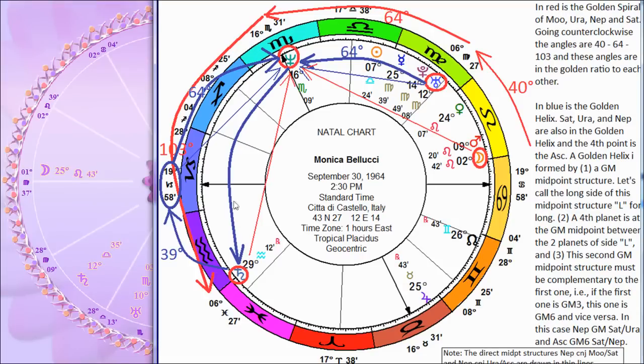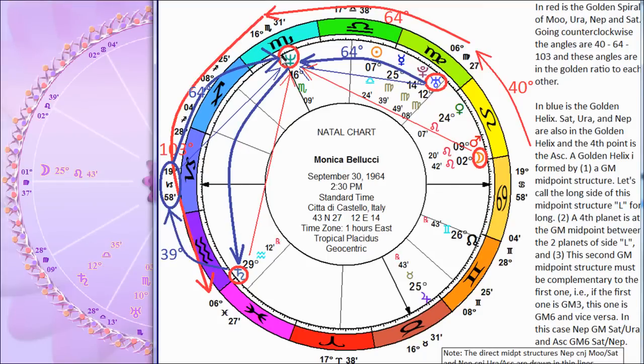And obviously the long side is here. This is the longer distance. This is the shorter distance. Whenever you have a golden mean midpoint structure, the two sides have different lengths. This is the one that's about 64 degrees. This is the one that's about 103 degrees.